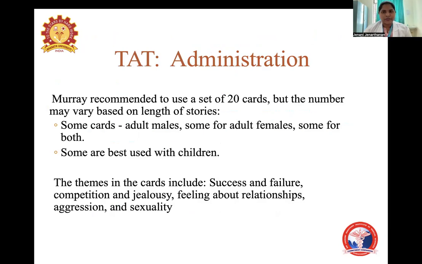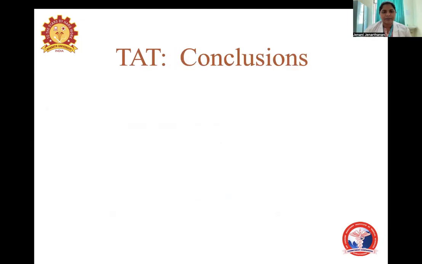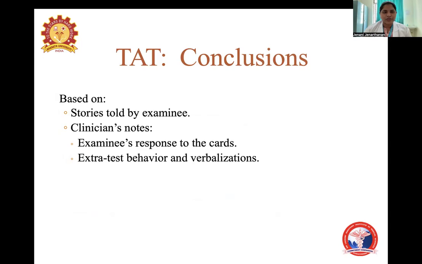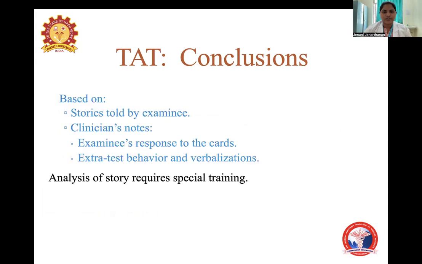For TAT administration, Murray recommended using a set of 20 cards, but the number may vary based on the length of the story. Some cards are for adult males, some for adult females, some for both, and some are best used with children. The themes in the cards include success and failure, competition and jealousy, feelings about relationships, aggression and sexuality. Based on the stories told by the examinee, clinicians note the examinee's response to the card, extra-test behavior and verbalizations.